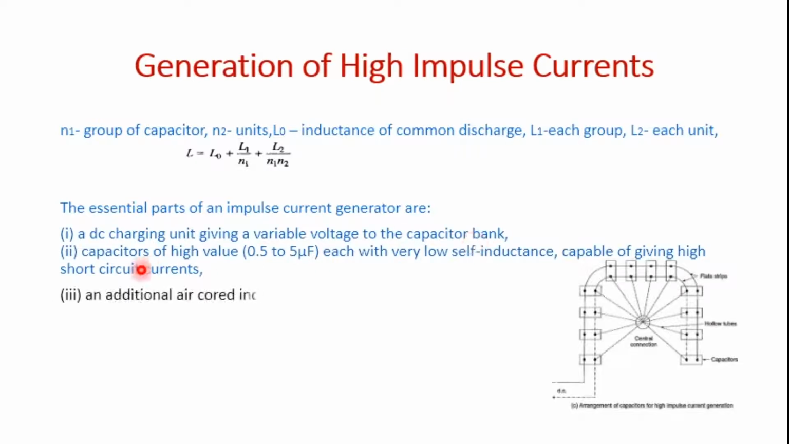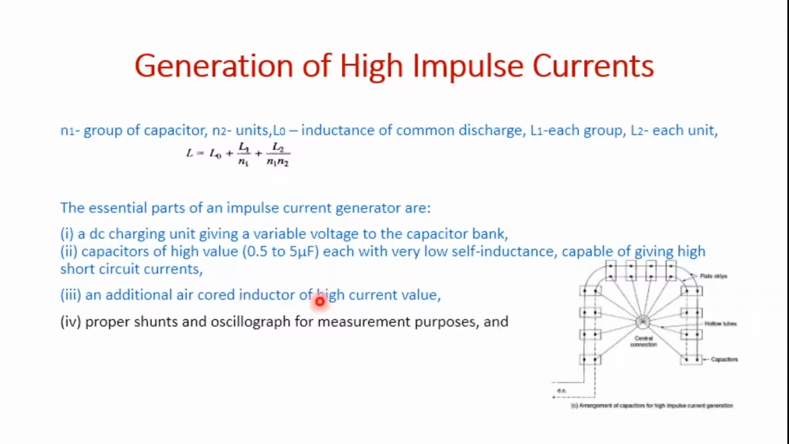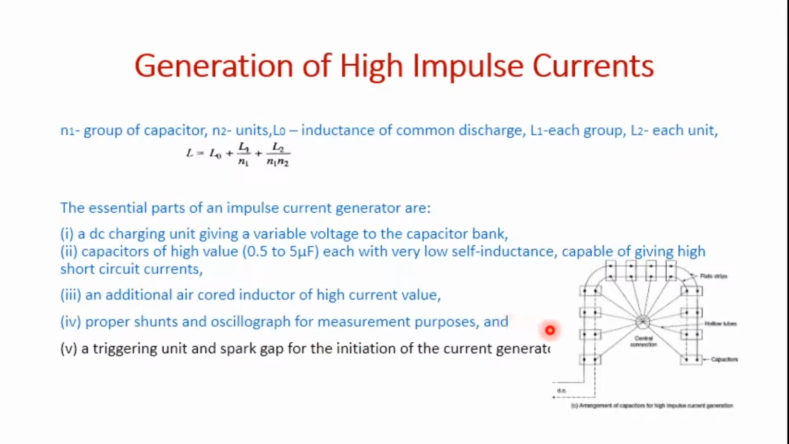Then we require an additional air cooled inductor of high current values, and there must be a proper shunt and oscillograph for measurement purposes, because there is a potential difference from the high voltage to the low voltage end. Then a triggering unit and the spark gap for initiation of the current generators. These are the essential parts required for impulse current generation.